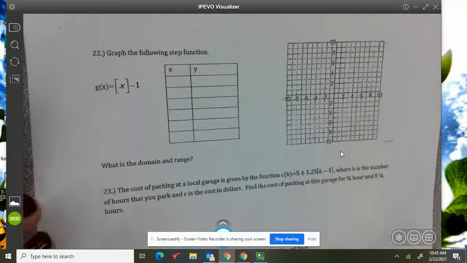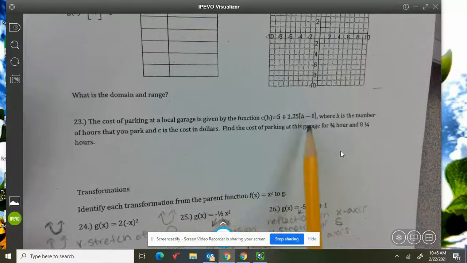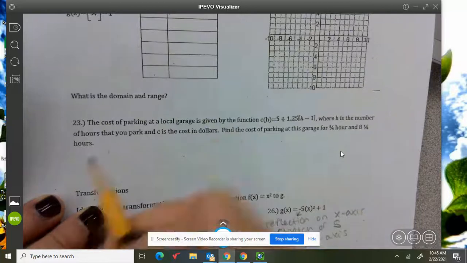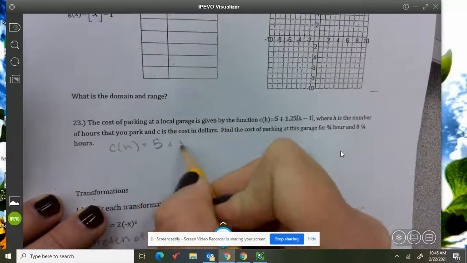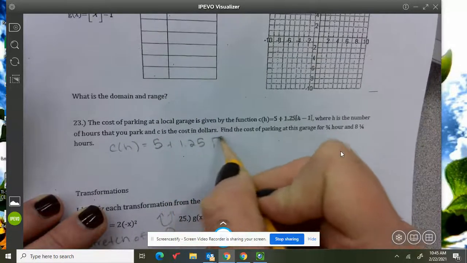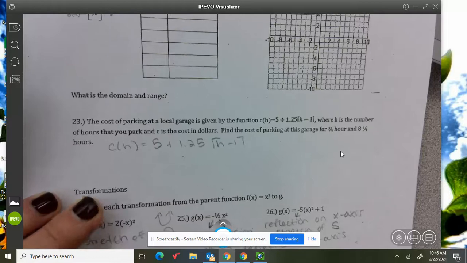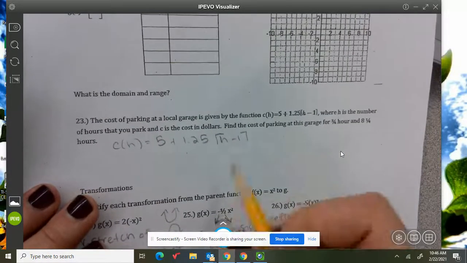Now let's talk about the last unit we had, which was step functions. So we talked about it in class, just actually rounding up or rounding down. So a parking garage. So it's $5 to just go to the parking garage. And then it's $1.25 per hour. Why they have the -1 is because that first hour, they just want you to pay $5. So they want to charge you $1.25 for that hour along with it. So that's where they subtract one.